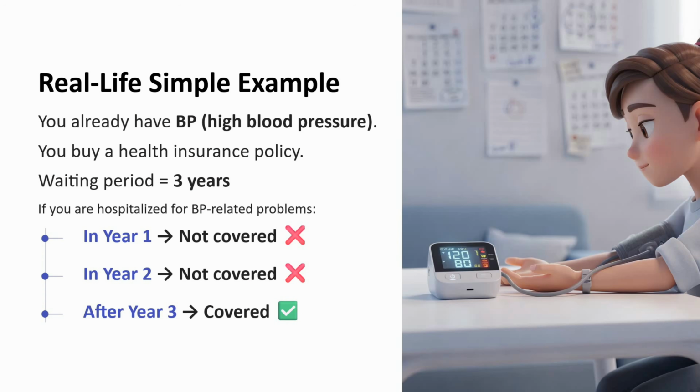Now we will see the real life example. You already have BP, which is high blood pressure. You buy a health insurance policy. Waiting period is 3 years. If you are hospitalized for BP related problems, then in year 1 it is not covered, in year 2 it is not covered, after year 3 it is covered.